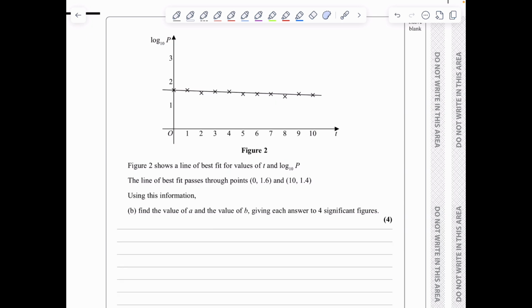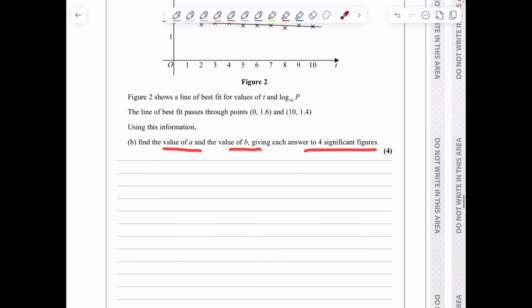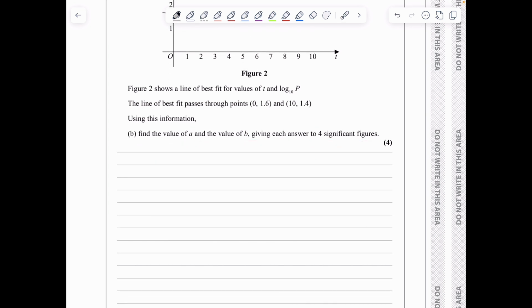We are then given a line of best fit, and we are told that we are passing through 0, 1.6 and 10, 1.4, and we need to use this information to obtain A and B to 4 significant figures. Well, I will start by finding the gradient of this line. So I'll be doing rise over run, leading to m being 1.4 minus 1.6 over 10 minus 0, which means we're looking at the gradient of negative 0.02, whereas the y-intercept c is 1.6.